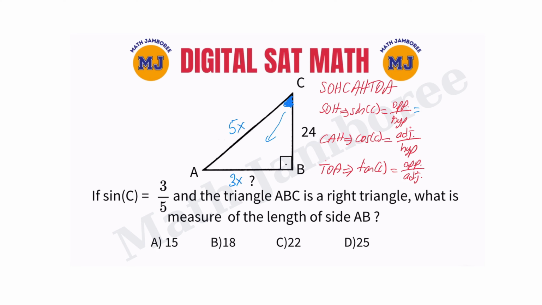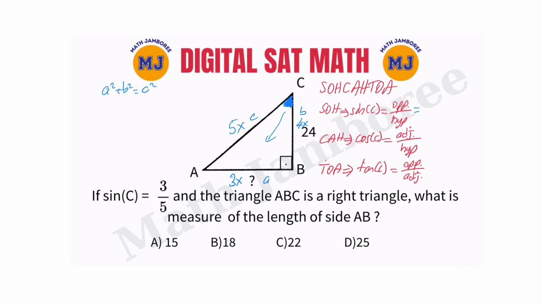Why? Because there's a special triangle we call 3, 4, 5. If one side of the triangle is 3 and the hypotenuse is 5, multiples of 5, the other side must be equal to 4x. Or you can calculate it this way. You can write the Pythagorean theorem. Remember that a squared plus b squared is equal to c squared. In this case, this is a, let's say this is b, then this is c.